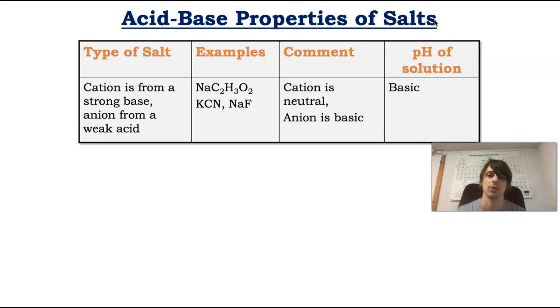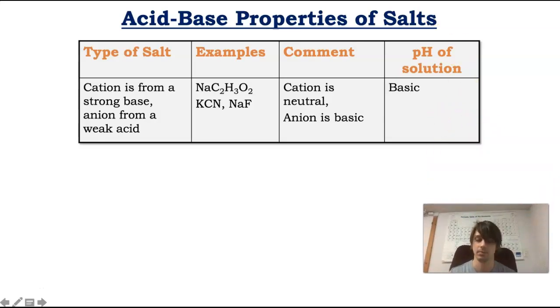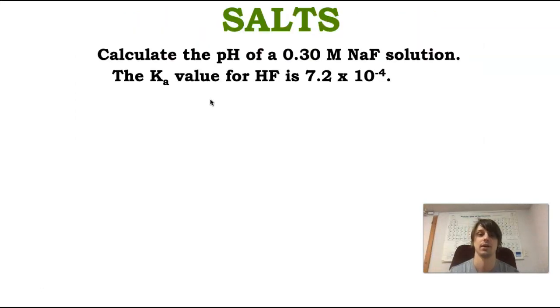All right, so if you have a cation from a strong base and an anion from a weak acid, the solution is basic. So remember, if it's part of a weak acid, it's actually a base, so it's basic. All right, so let's determine the pH of something like that.